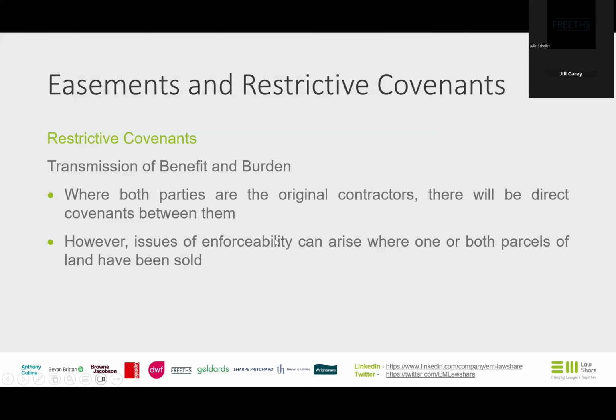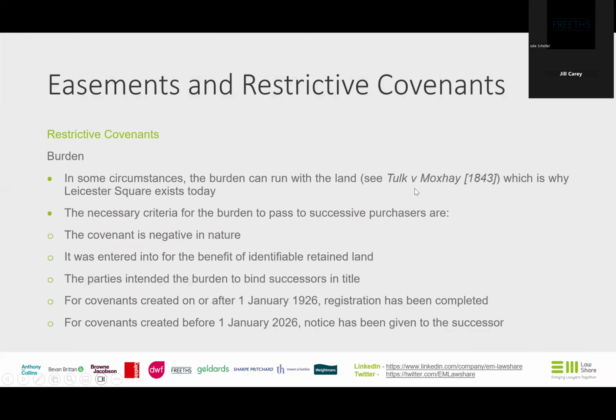Looking at how the covenants run with the land, if you're both the original parties, then there'll just be a direct contract. But if either plot of land has been sold, then it's necessary before you get too far down the line to check whether the covenant has actually passed with it. So the leading case on that, which determined that yes, restrictive covenants can pass when you sell the land, is the Tulk v Moxhay case from 1848. That case is why today we still have Leicester Square as a pleasure garden.